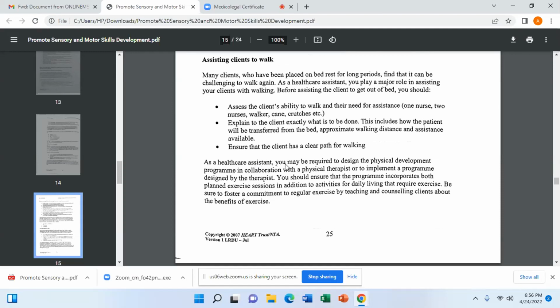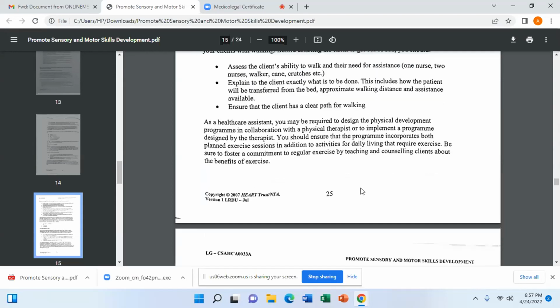As a healthcare assistant, you may be required to design the physical development program in collaboration with a physical therapist. So you talk to the physiotherapist so that they give you some guidance as to what the person should do. And you incorporate both the planned exercises with what they do daily, to make sure that you're not hindering their daily activities.